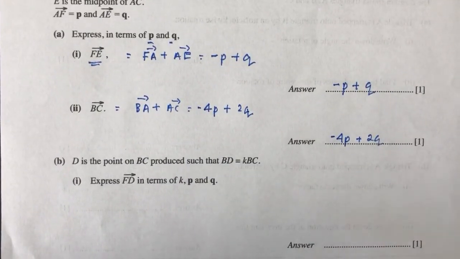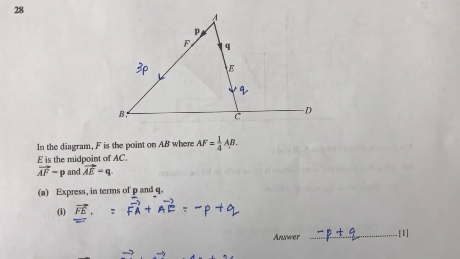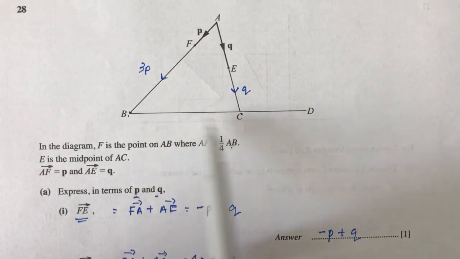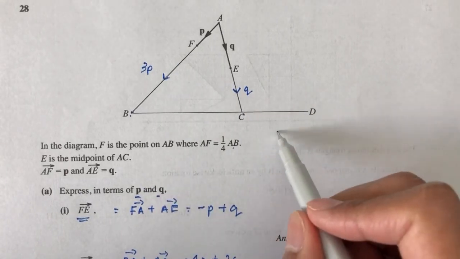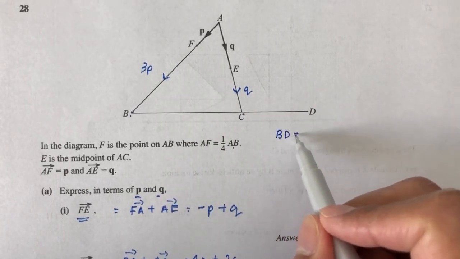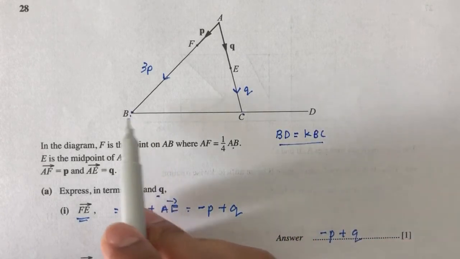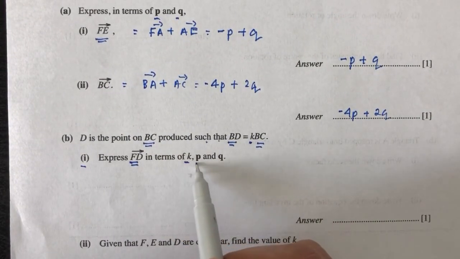Now part D. D is a point on BC produced such that BD is a multiple of BC. So we have a point D on the line BC. Now it is a multiple of each other. BD is a multiple of BC. That's just information that we have on this line. Now part A, express FD in terms of K, P, and Q.